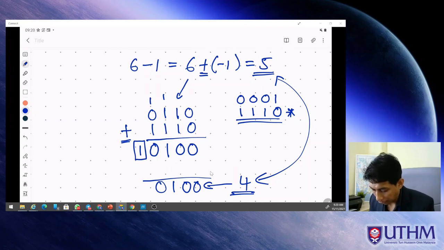So if you have carry, you need to add. If you don't have carry, then no need to add. That's it. I will give you another example later on. But if you use first complement to perform the subtraction, if you have the carry, you need to add it to the result and you will get the correct number. Always like this. Always like this.